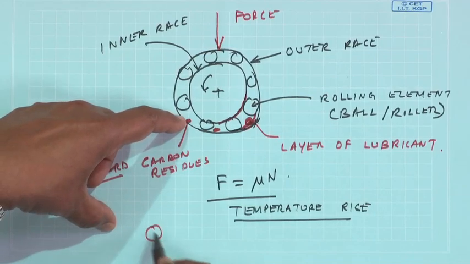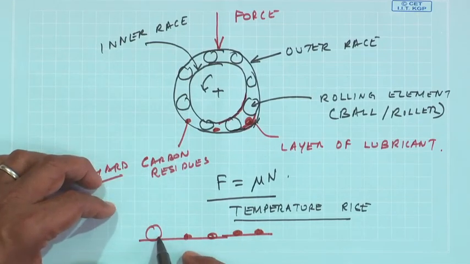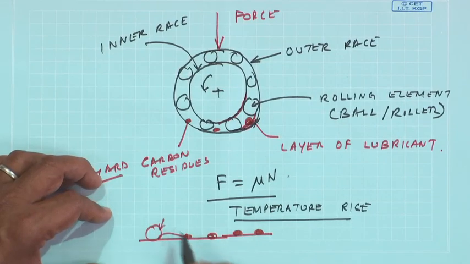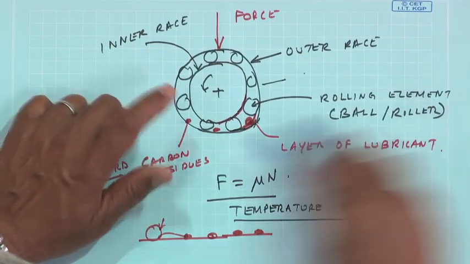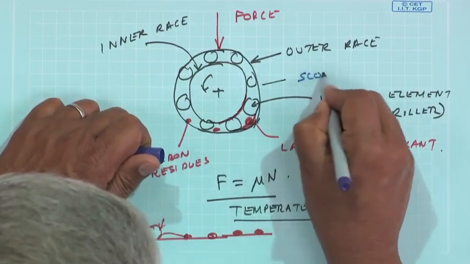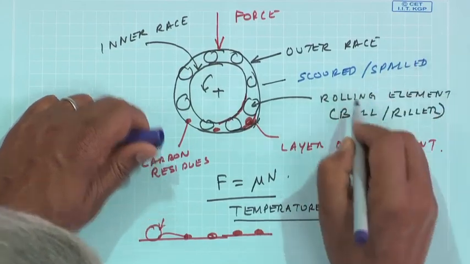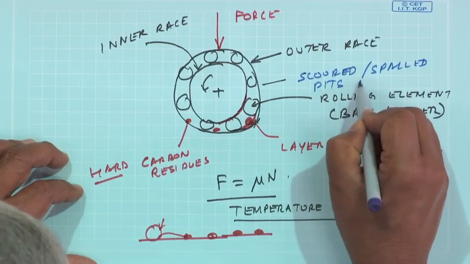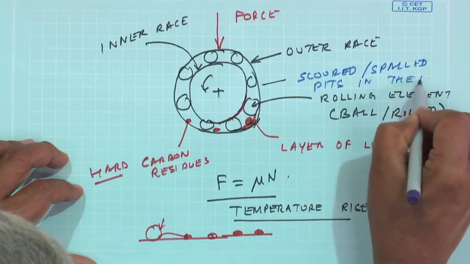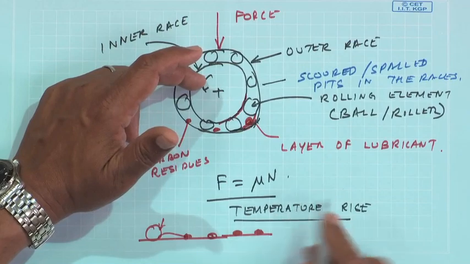And then what has happened? Imagine you are going on a surface where there are a lot of rocks on the road. Obviously, you are going to have wear and tear. So, the bearing surfaces will get scored, spalled, and then there will be a lot of pits in the races. And imagine what would happen, the bearing would suddenly fail.